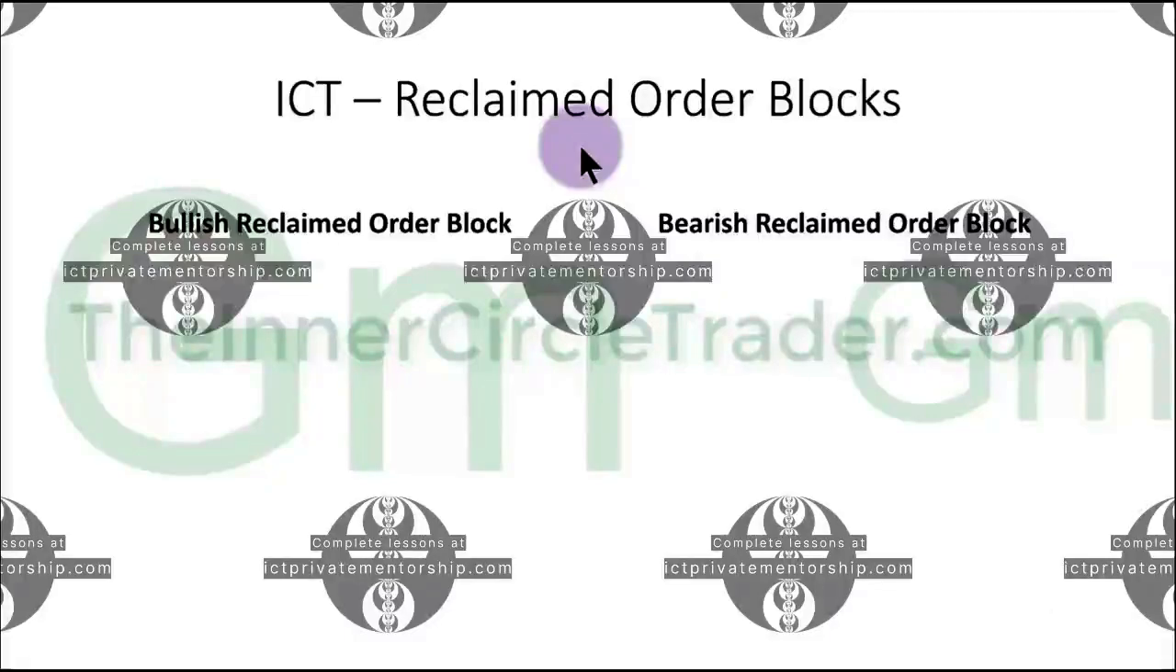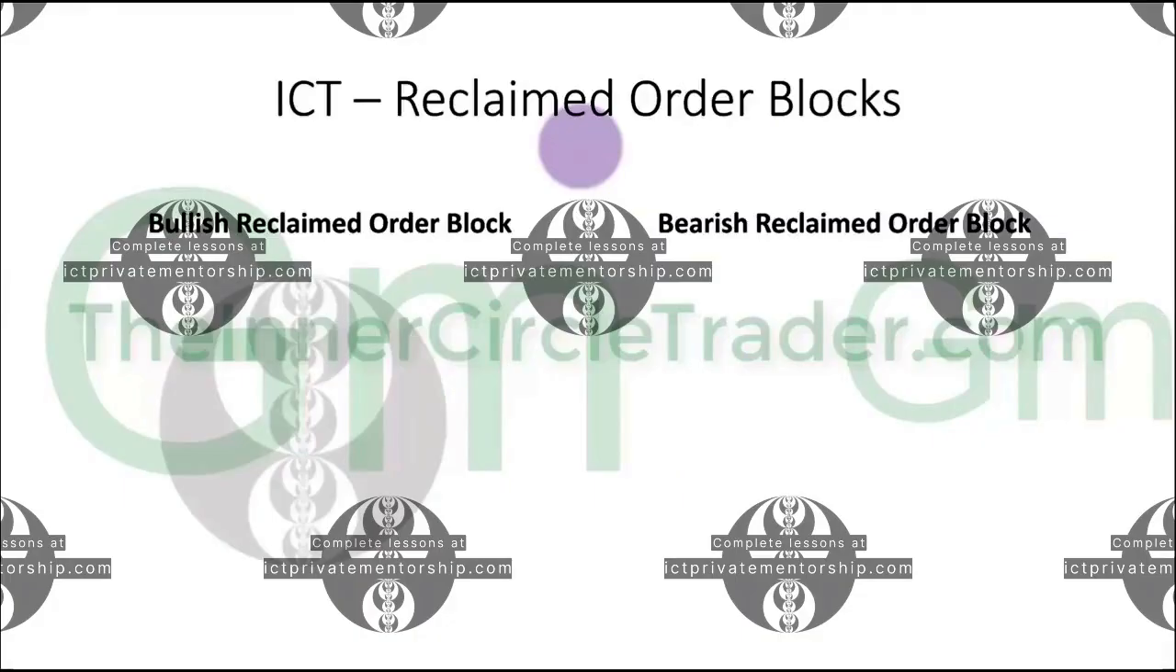Order blocks. Okay, so there's lots of things you can do with order blocks, but when we're looking at the element of reclaimed order blocks, the first and foremost thing is you have to understand where is it likely to go. Okay, where's the draw on liquidity?